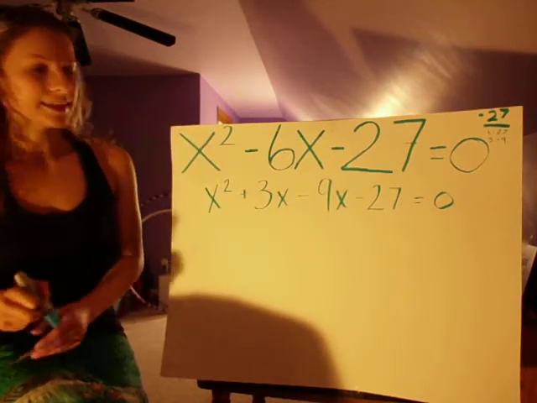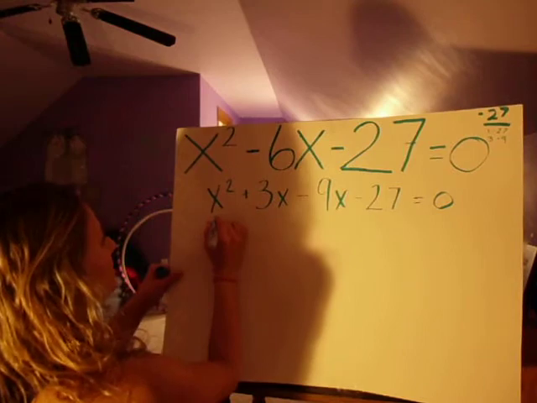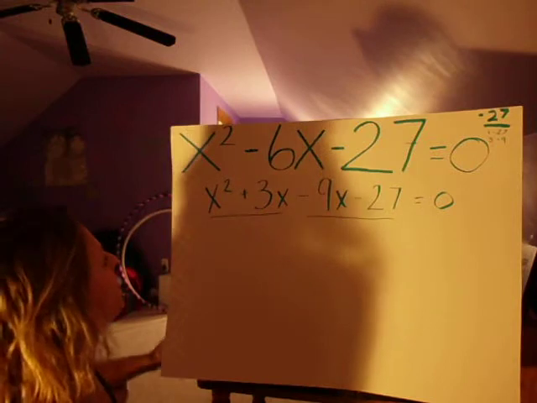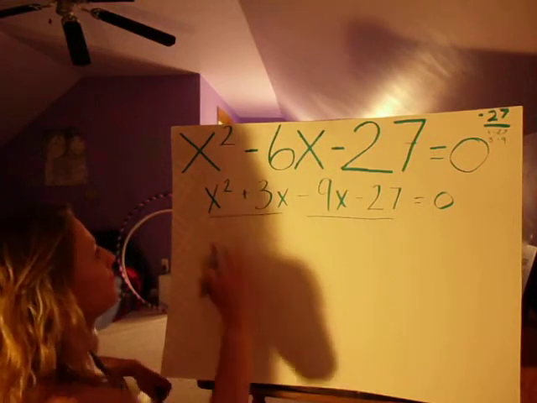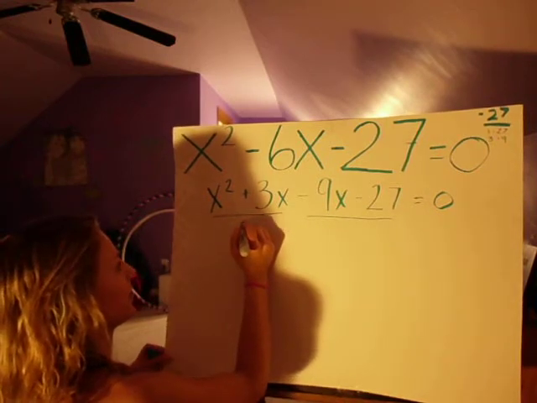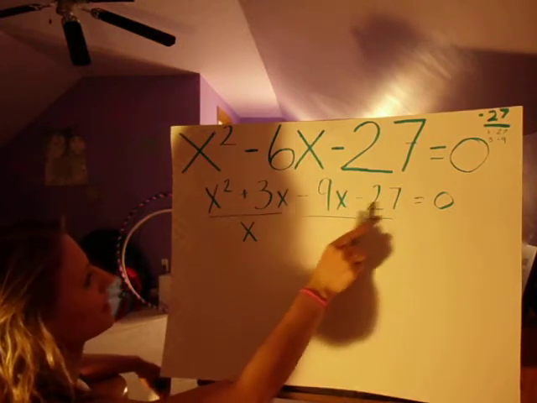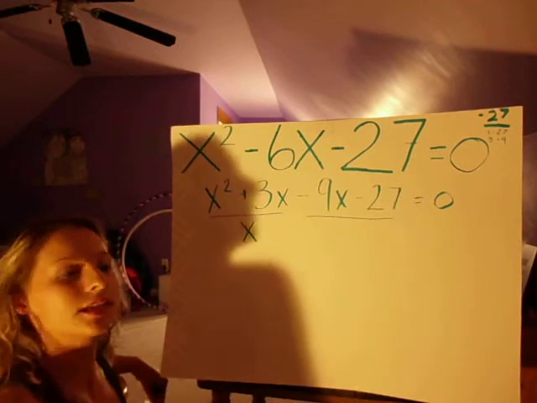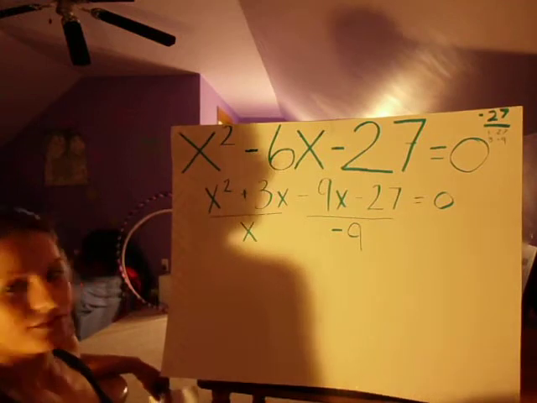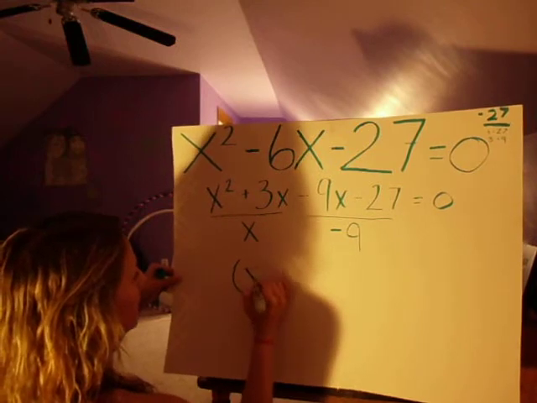Okay? And the next step for this process is I underline these two, and I underline these two, kind of breaking them up into separate little groups here. And I see what goes into both x squared and 3x. So x, I write that right down here. And what goes into 9x and negative 27, and that would be negative 9. Okay? So then after that, I put these two numbers in parentheses, x minus 9.